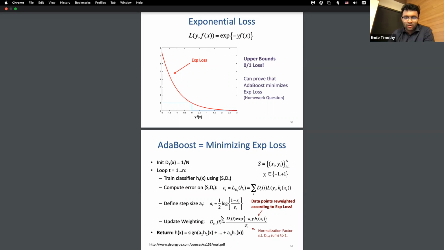How it works is you have D1 of x, which is 1 over n. You loop a variable t from 1 to n. Every time step, you train a weak classifier, ht of x. And then you compute the error. You define a step size, and then you update your weighting of D. And then the idea is that you return this linear combination of functions, which are now weighted via D. And the good thing about AdaBoost is that you're also kind of abstracting this notion of step size, because typically step size is a parameter that you get to choose, but here AdaBoost kind of handles some of this with constraints.